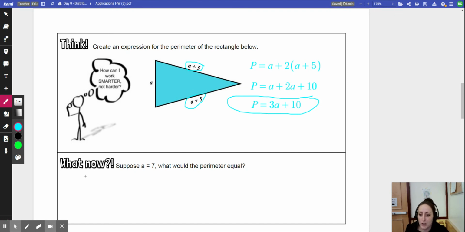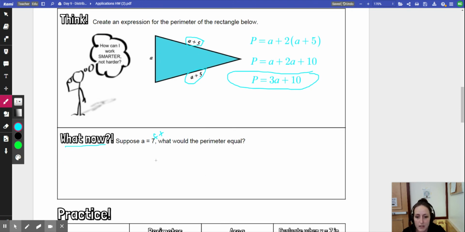And let me guess that the "what now" is going to ask me to use it. So the "what now" says, suppose A is 7. And in this case, we'll say it's 7 feet. What would the perimeter be equal to? So in this case, we're going to take our expression for our perimeter, and we're going to substitute in again. But in this case, we're going to substitute 7 in for A.